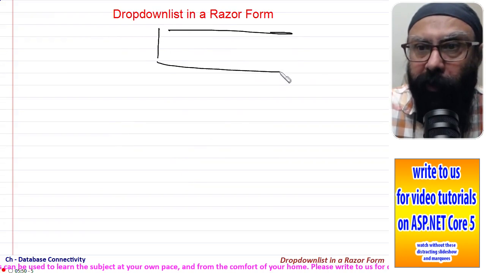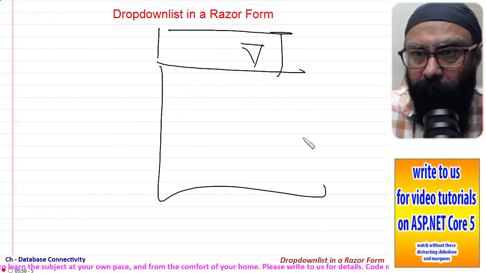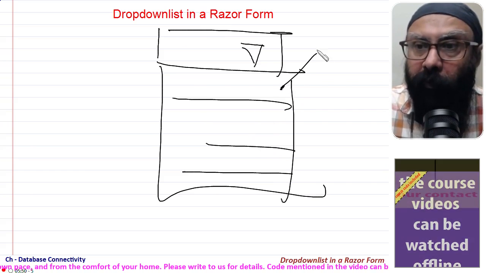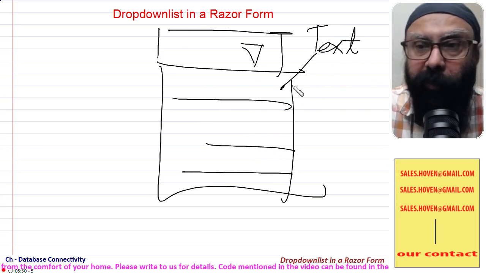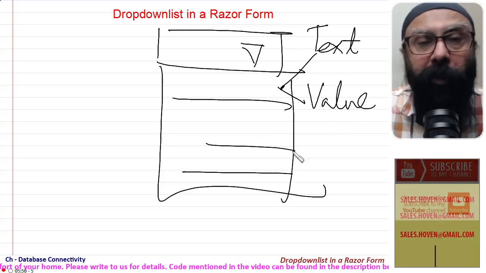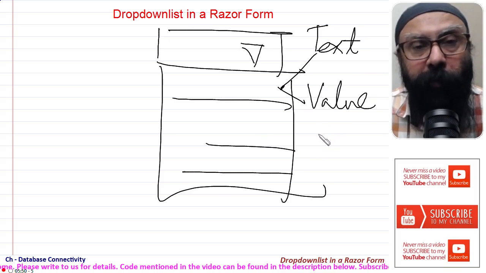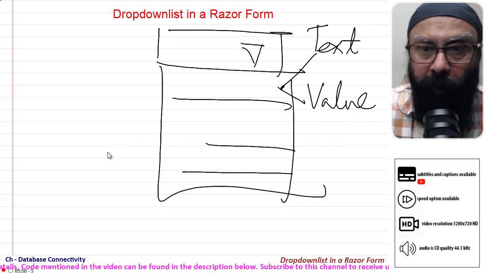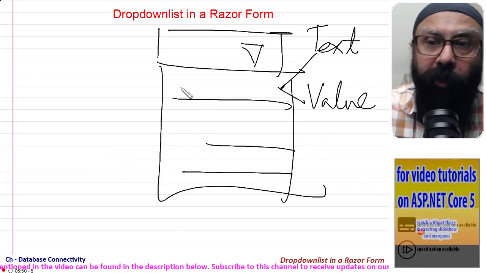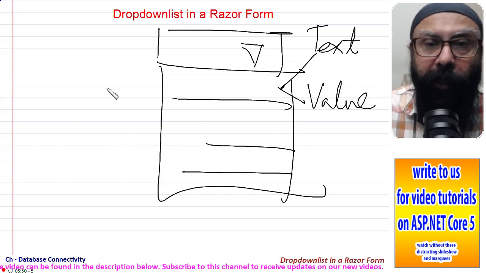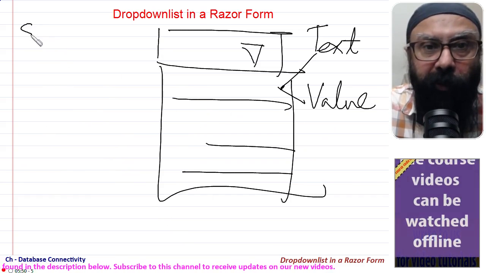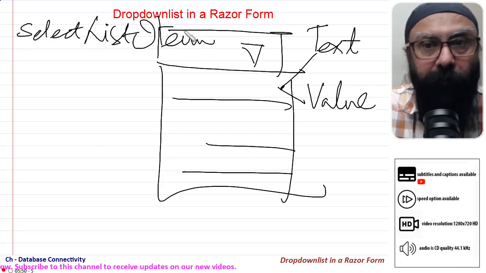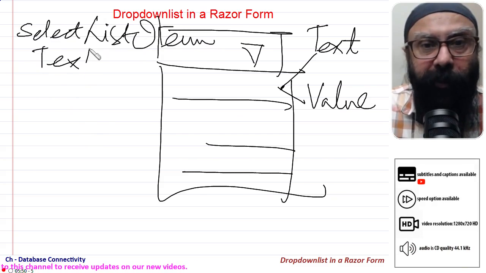A drop down list has a collection of items, and each item has two properties. One is the text property, the visible text, and the other is the value property. This value property is the property that is ultimately stored and saved into a database. In ASP.NET Core, you can create these drop-down items with an object called SelectListItem. This has two properties, text and value.